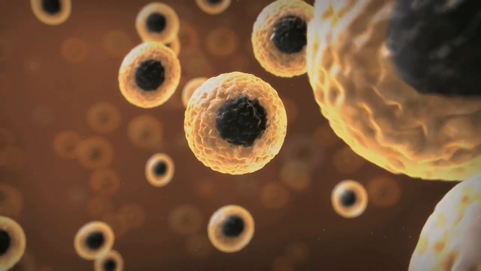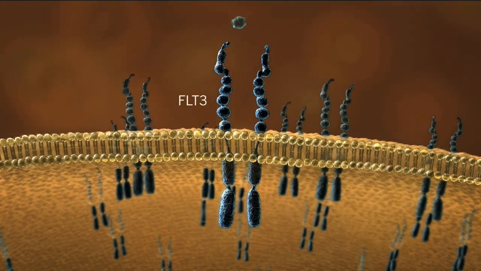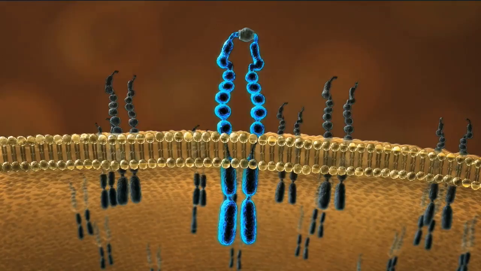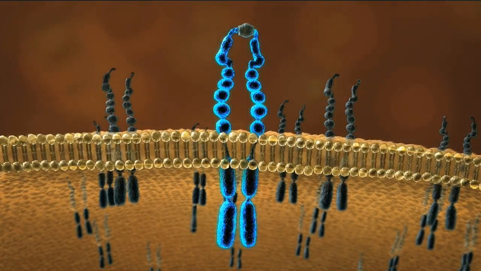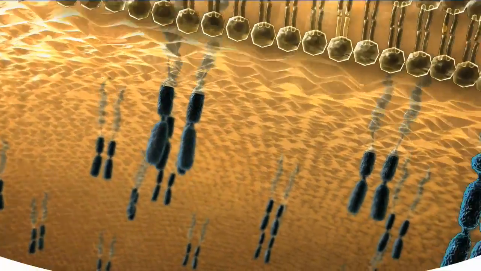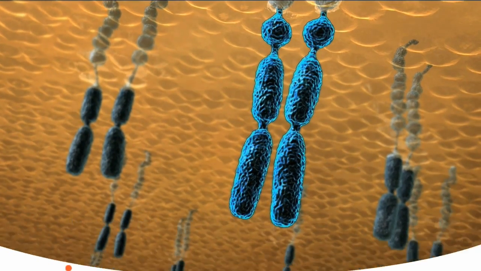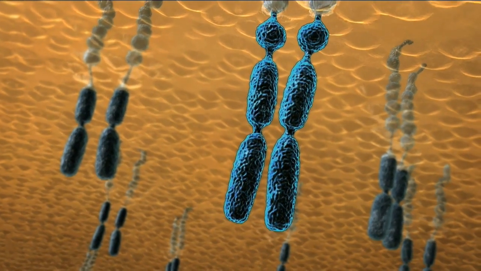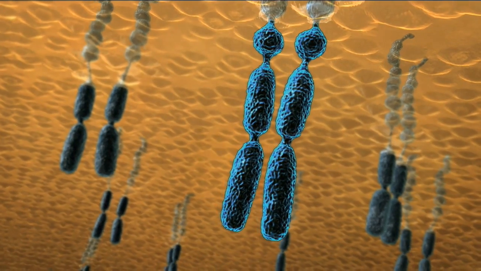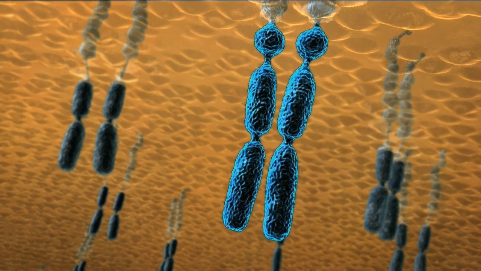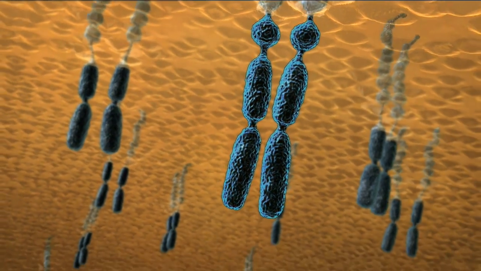FMS-like tyrosine kinase 3, or FLT3, regulates pluripotent stem cell proliferation and is downregulated during hematopoietic differentiation. Internal tandem duplication, or ITD mutation, leads to disruption of a repressor sequence in the juxtamembrane region of FLT3, which in turn leads to constitutive activation of the receptor via autophosphorylation.